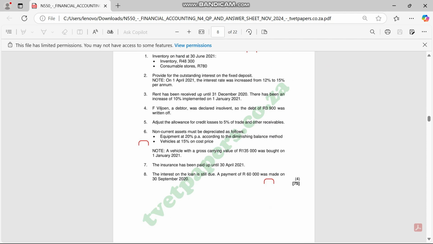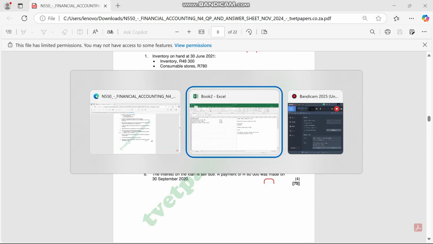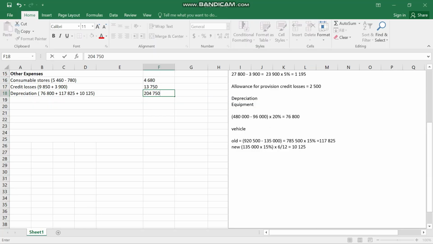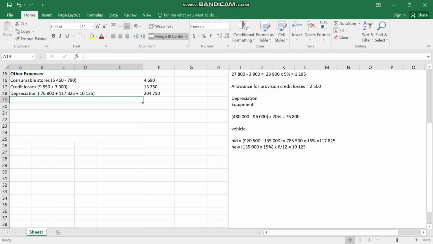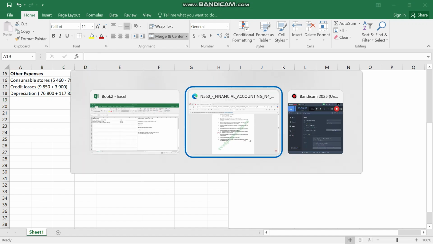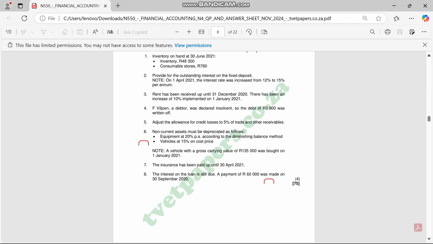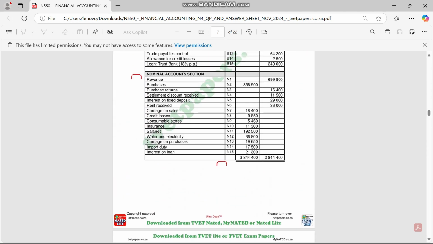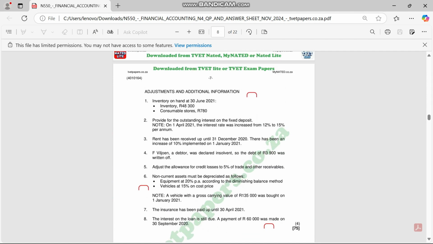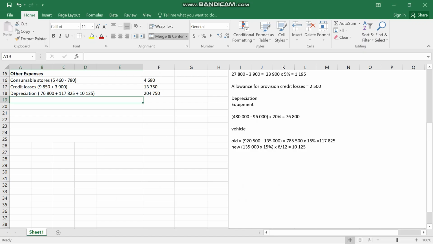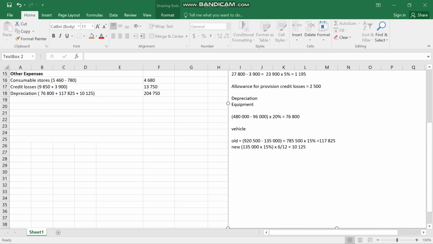We have insurance that has been paid up to April 2021. So this is a shortfall on our insurance. How much is our insurance? 11,300. So we've only been paid. Okay, so insurance, let me calculate it for you.